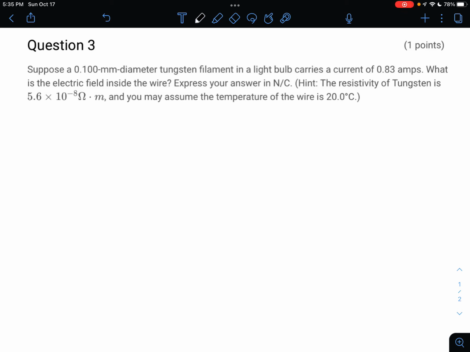Alrighty, y'all. Today we're taking a look at question 3 for recitation 14. And for this one, we're trying to find the electric field inside of a wire. So we're going to start by calculating our current density, which is just the current divided by the cross-sectional area.